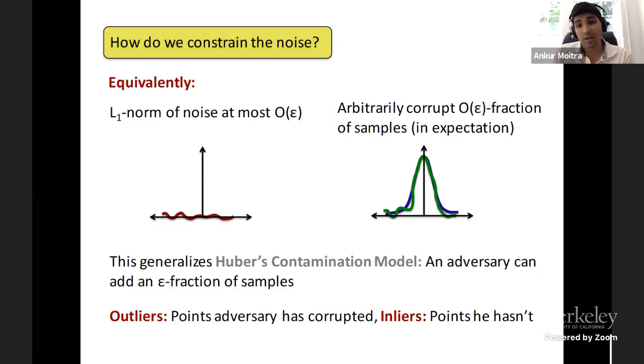Okay, so in any case, you can think about it in the simplest model if you want, but let me introduce some helpful nomenclature that we're going to rely on throughout this talk. I'll think about the outliers as being the points that the adversary has corrupted, and the inliers as being the points that he hasn't. So this is our model for noise. This is what the adversary can do to move us away from an idealized model.